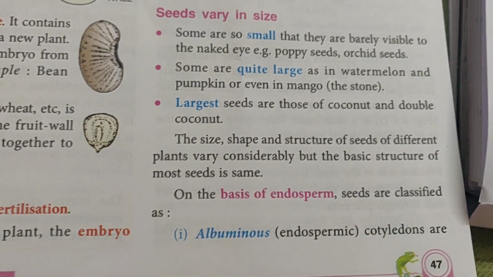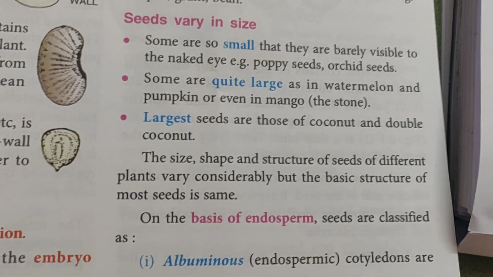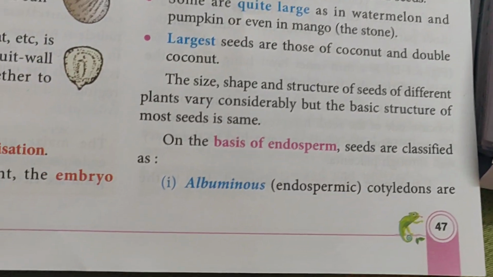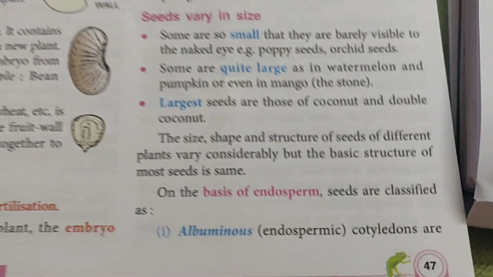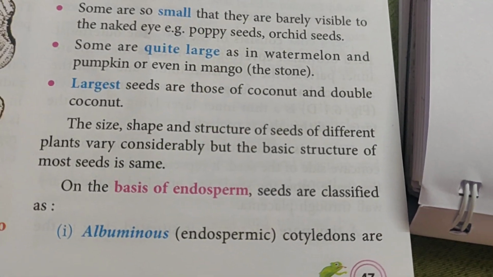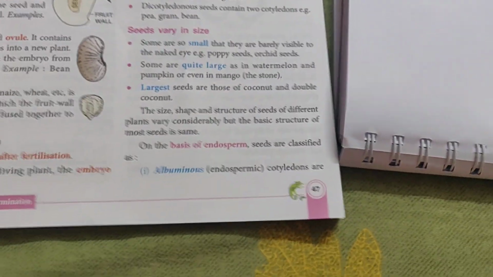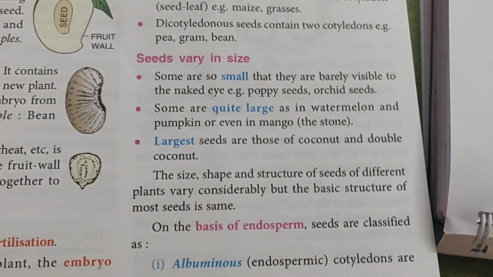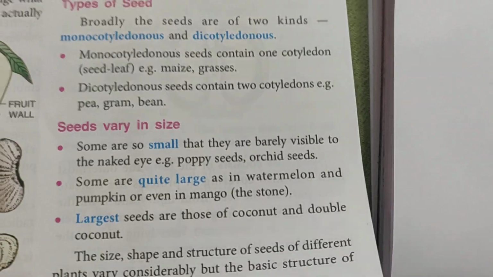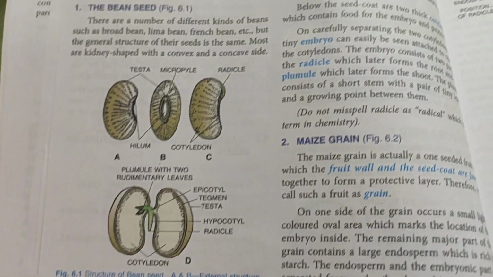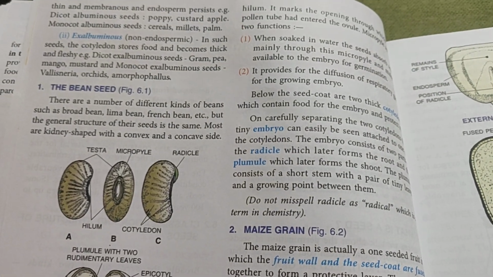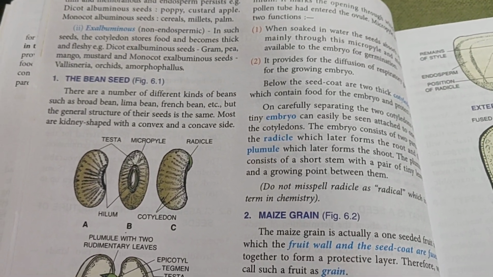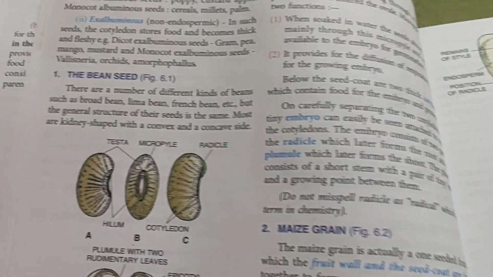Now, on the basis of endosperm, seeds can again be classified. They can be called either albuminous or exalbuminous. Albuminous seeds are also known as endospermic seeds. In this case, the cotyledons persist. They are thin, membranous, but they persist. For example, a poppy seed, custard apples, cereals.